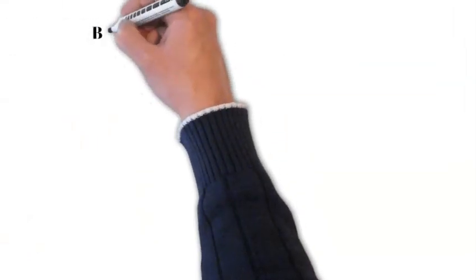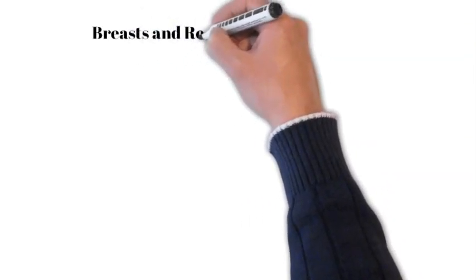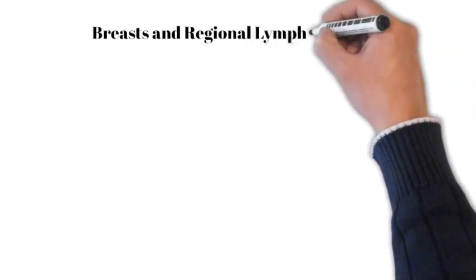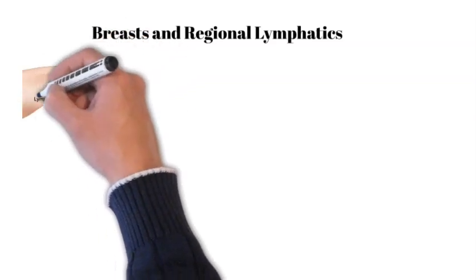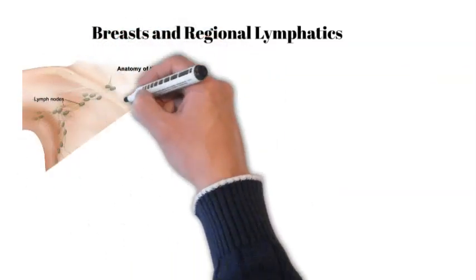Breasts and regional lymphatics assessment. Key terms: gynecomastia, mastitis, fibroadenoma, breast cancer, axillary lymph nodes, supraclavicular lymph nodes. Definition of key terms. Gynecomastia, enlargement of the breast tissue in males.